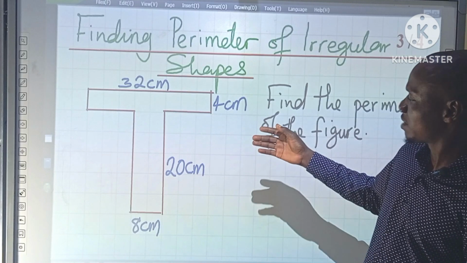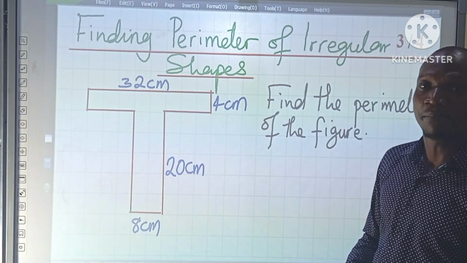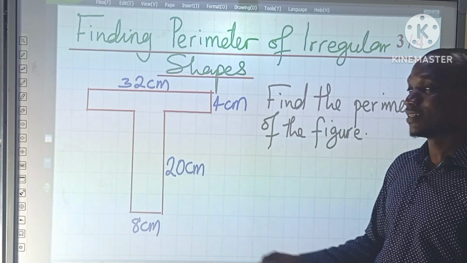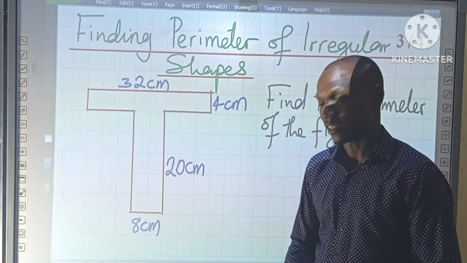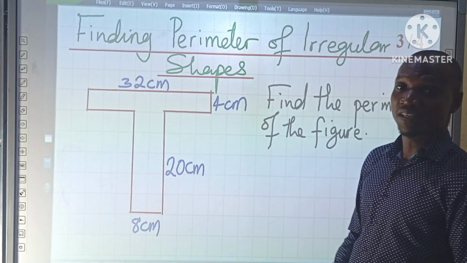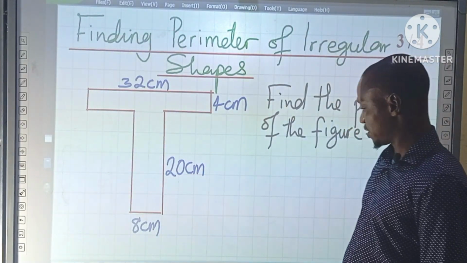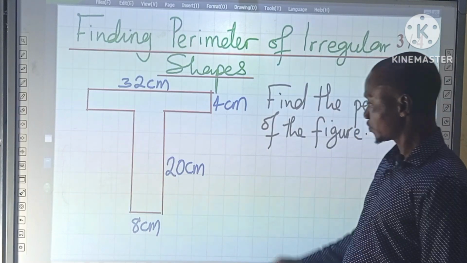Now, from our diagram on the board, some sides are missing, but it is very easy to determine the size of these sides. So the first thing we must do is to determine the size of the unknown sides. Let's first of all look at the first question, the first one there.